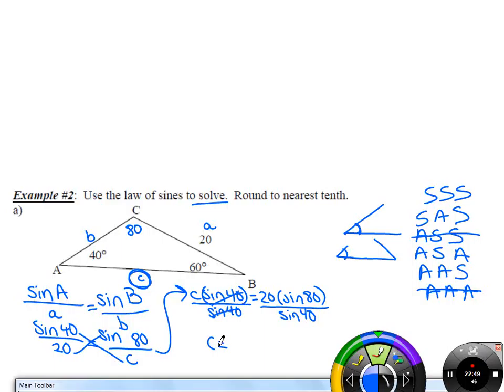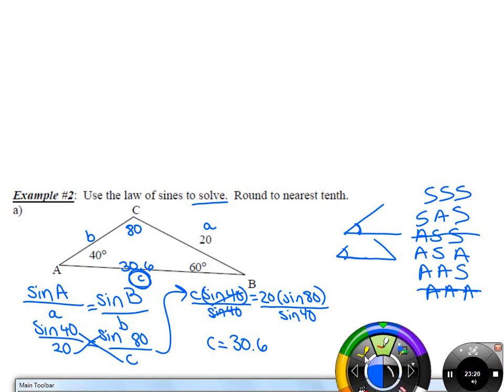So if we do that, 20 times the sine of 80, and then divide that by the sine of 40. And I get 30.6. Okay? So I get that this side length is 30.6. Am I finished solving the triangle? No. Okay? So I still have to find B. So how would you recommend that I go about finding B?